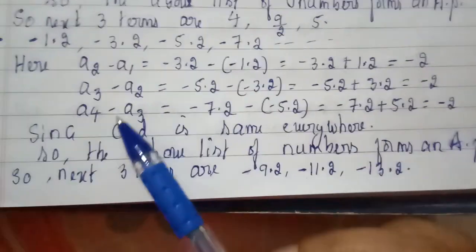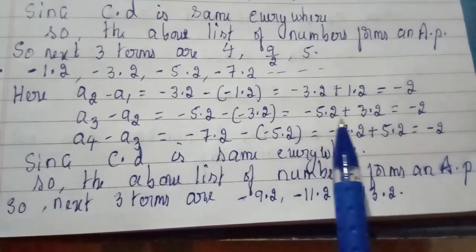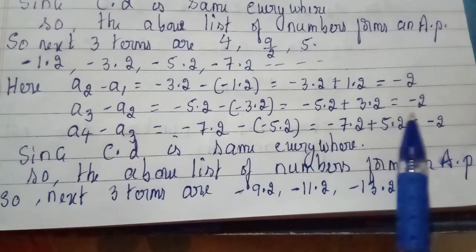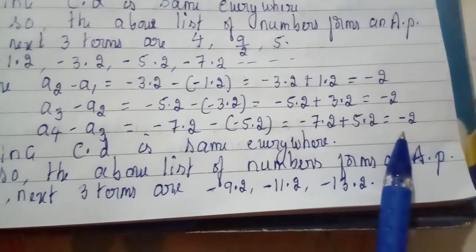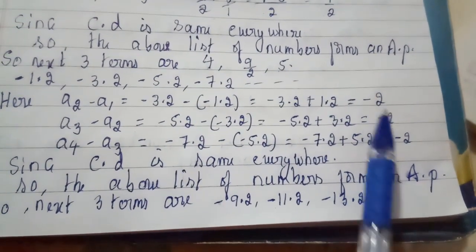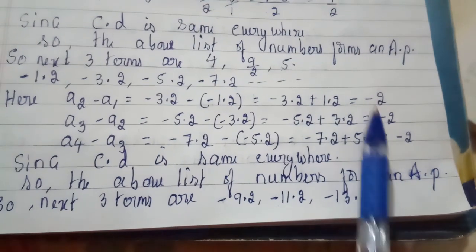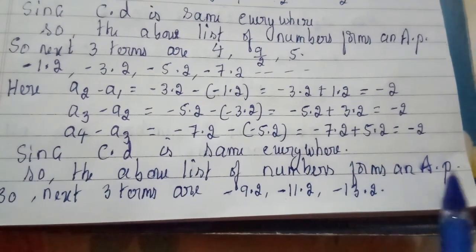In the same way you subtract the third term minus the second term, that is minus 5.2 plus 3.2, that is minus 2. Fourth term minus third term, again we are getting minus 2. So you can observe clearly that here also the common difference is minus 2, same everywhere. So the above list of numbers forms an AP.